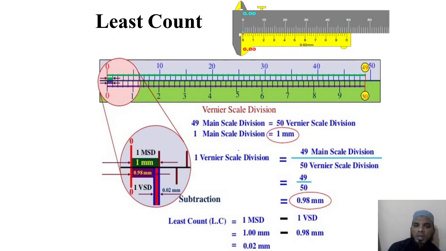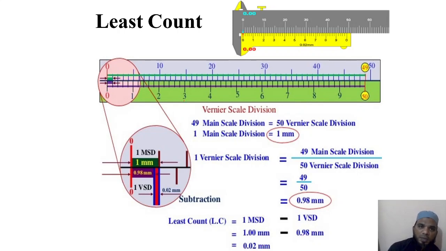Similarly, in this, 1 Vernier scale division is equal to 49 main scale divisions by 50 Vernier scale divisions, which is almost 0.9 mm. So the least count is 1 MSD minus 1 VSD, which is 1 mm minus 0.9 mm. So that is 0.02 mm, which is the least count.